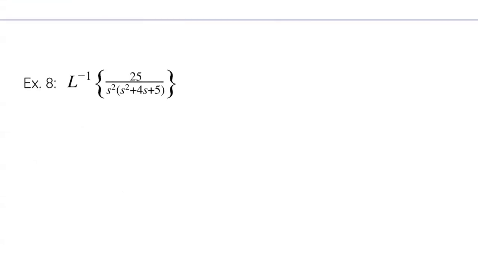So we have a system of equations here that actually is not a system, and we have a typo in our function. This should be to the power of 3, so I'm going to ask you to change that in your notes. It should be 25 over s cubed times s squared plus 4s plus 5.